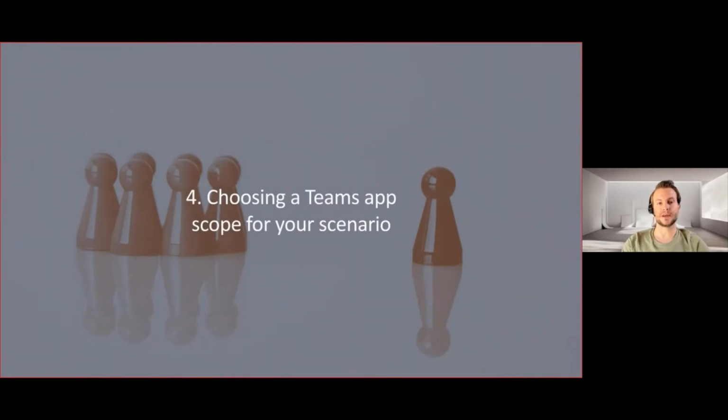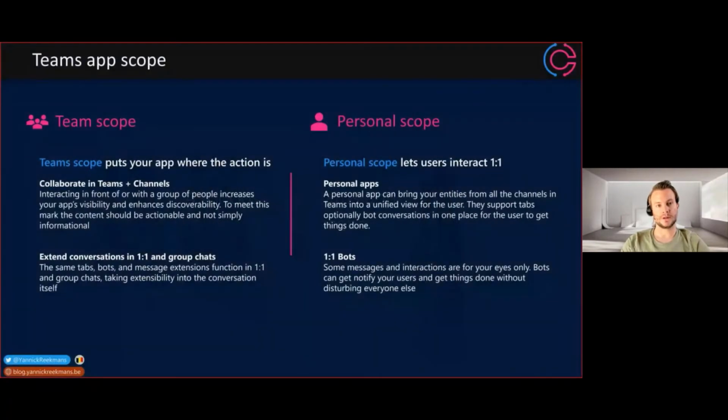And then you have to choose the Teams app scope for your scenario. For a Teams application, you've got two scopes. It's either a Teams scoped application or a personal scoped application. A Teams scoped application is supposed to surface relevant information for a group of people. So it's shown in teams and channels and in group chats, for example, and it's supposed to show information that is relevant to all of the people available within that context. And the personal scoped application is supposed to surface information that's relevant to the specific user that has installed your app in the personal scope.